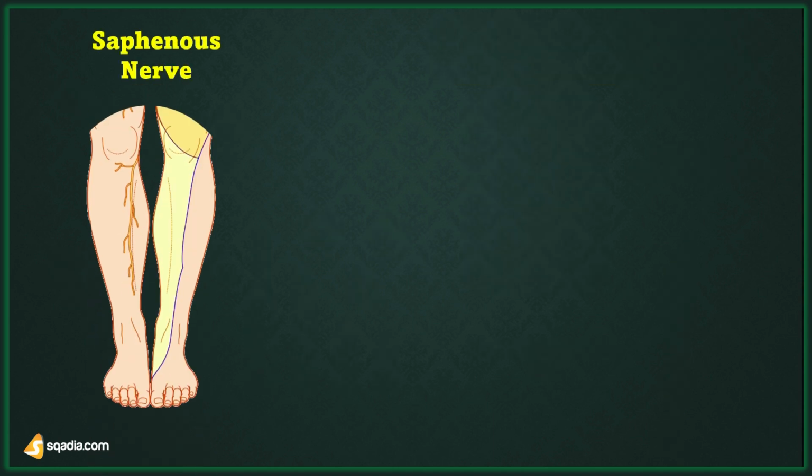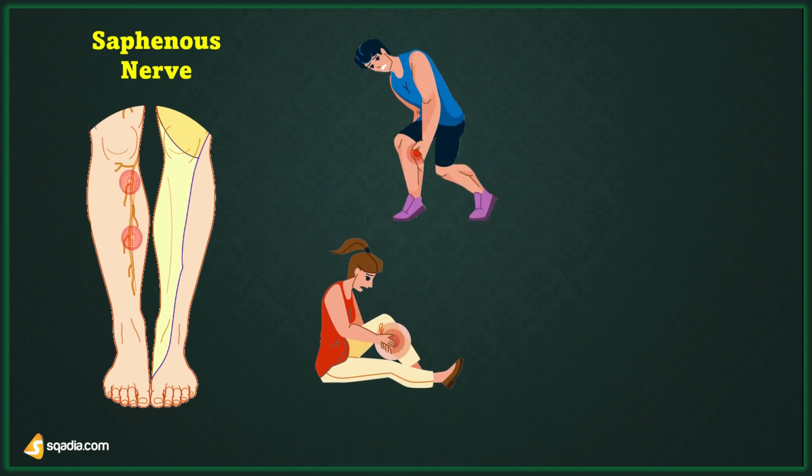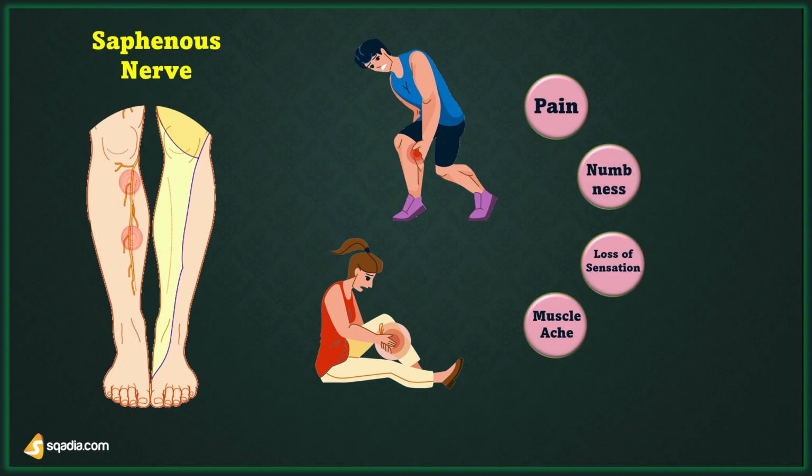The saphenous nerve, the major cutaneous branch of the femoral, can also get damaged. Entrapment neuropathy of the saphenous nerve can occur as it exits the adductor canal, resulting in pain within its distribution area. In cases where the saphenous nerve is damaged during a procedure, individuals may experience pain, numbness, or a complete loss of sensation along the medial side of the lower leg and muscle ache.